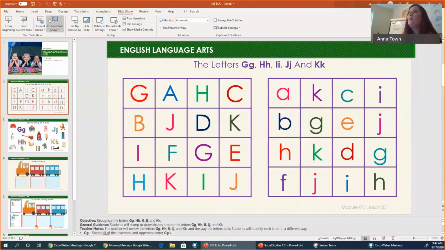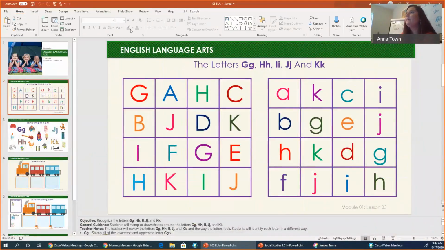Okay, boys and girls, we are going to go over them together. I hope that you pointed to this letter. This letter is G. Should we have this highlighted? No, this is the letter A, so it is not G, H, I, J, or K. This letter should have been highlighted because it is a capital H. We would not have highlighted or pointed to this letter because it is a capital C.